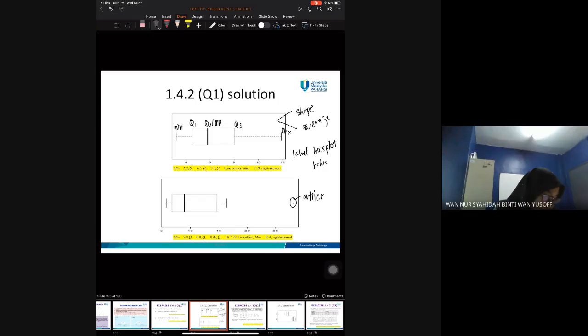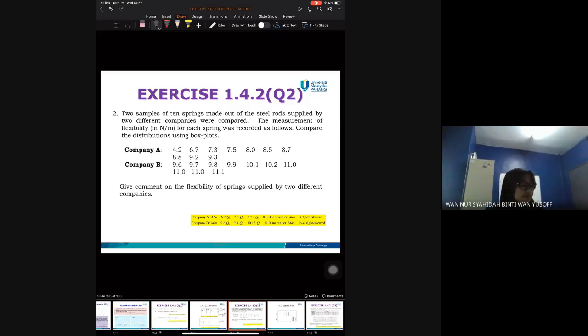Okay, we go to number 2. Hopefully you have already done this one, the calculation and also how to draw the box plot. You can always watch the video until you understand how to draw the box plot. The drawing part is easy. What I want to highlight here is how to interpret your box plot, what kind of information we can get based on the box plot. So I will not touch on how to draw it. I'm going to discuss what we can say based on the box plot.